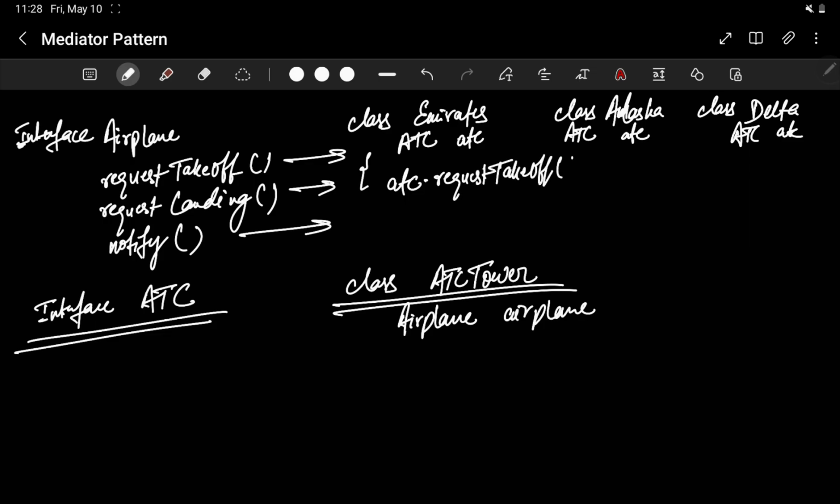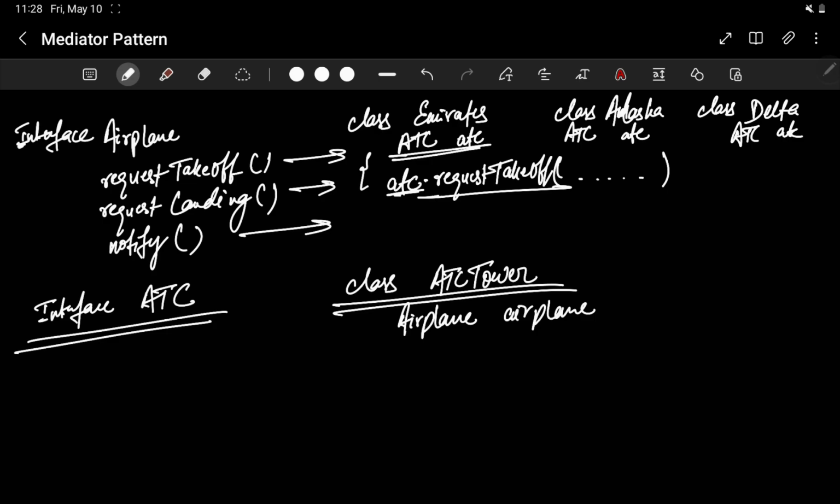ATC dot request takeoff. That's it. So it means whenever Emirates requests for a takeoff, the object of ATC is initialized and ATC dot request takeoff is called. With what? We will see that later. So it will be called with something here. What will that be?